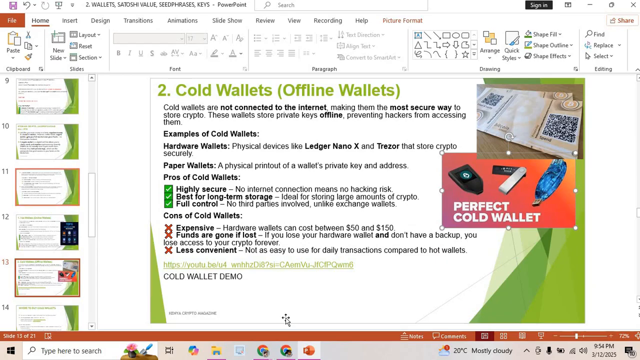Emmanuel, you have a question? Yeah, Emmanuel, I have a question. Okay. How does one get the Ledger wallets? Like, do I buy just a normal flash drive, or is it the Ledger whatever?